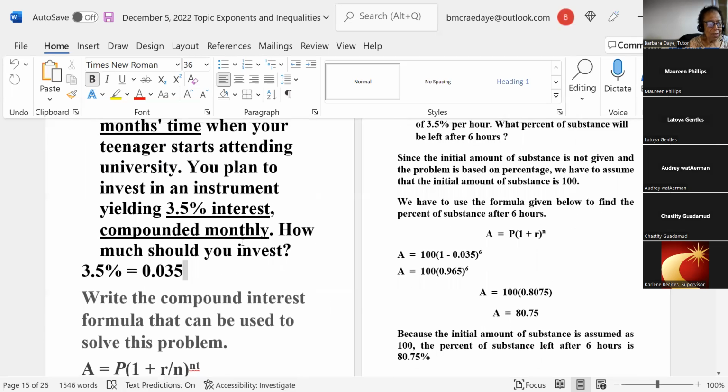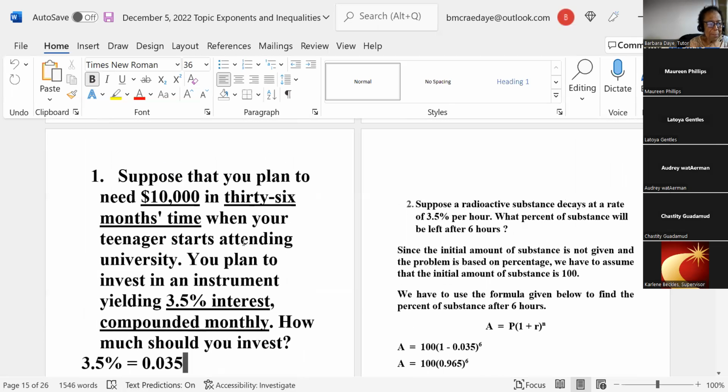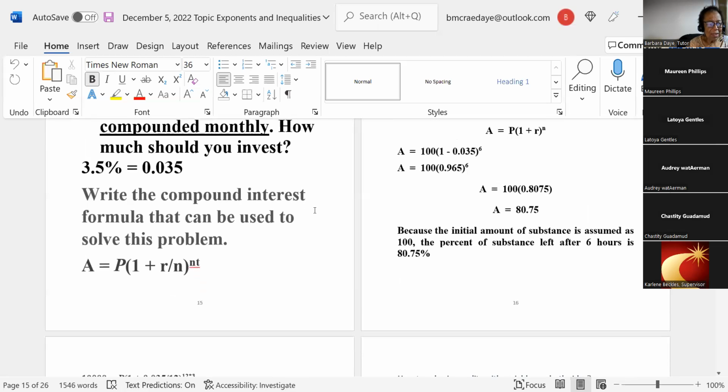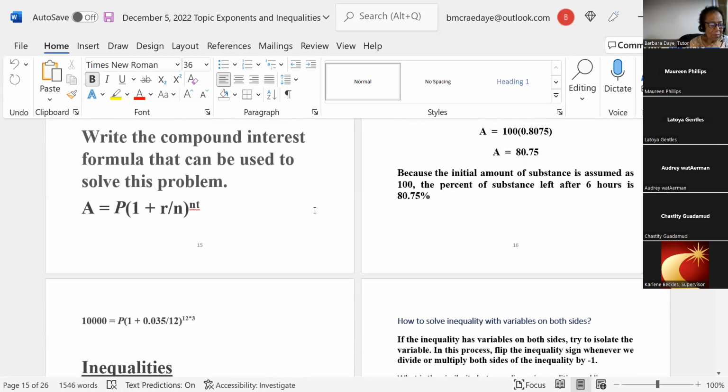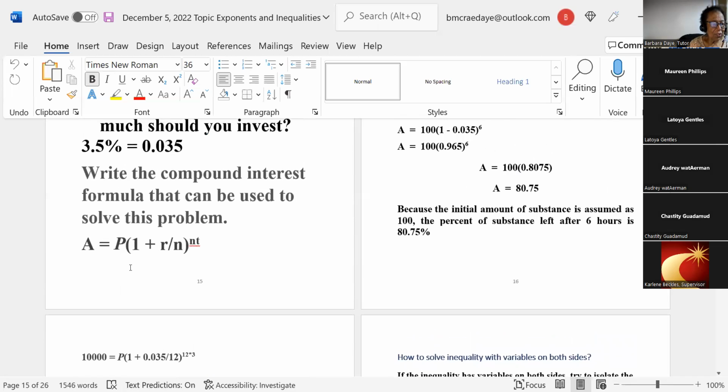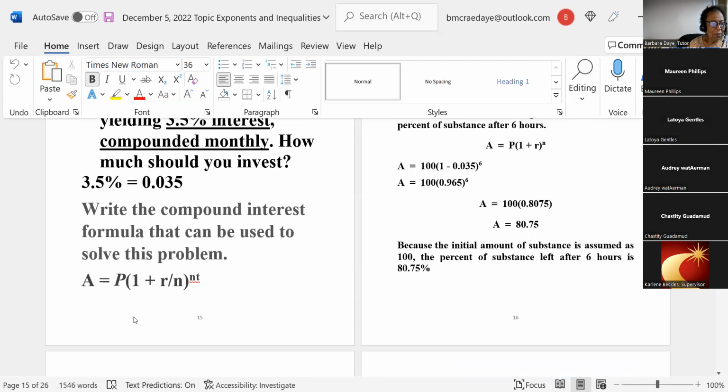And what's your T? She's switching fast. You can't read as fast as she's switching. 36 months is how many years? 3 years. So put your 3 there. And what did you get for your answer? Somebody want to tell me? This screen was switching too fast. You couldn't even write.